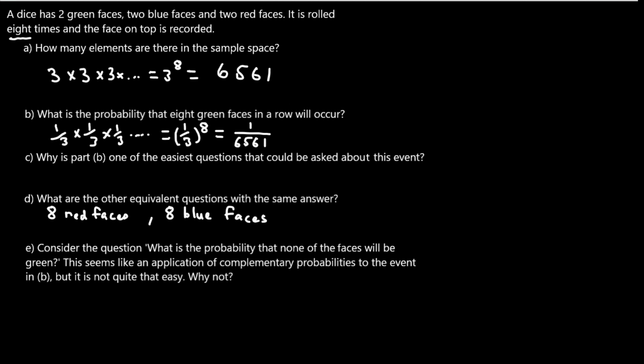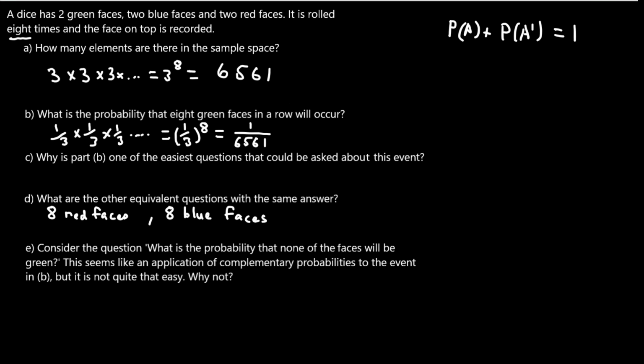Now for question E. Consider the question, what is the probability that none of the faces will be green? This seems like an application of complementary probabilities to the event in B, but it is not quite that easy. Why not? So this one, we might need a bit more space for that. A complementary event just means that the probability of A plus the probability of not A, that's what that little apostrophe means with the A, that should equal 1.